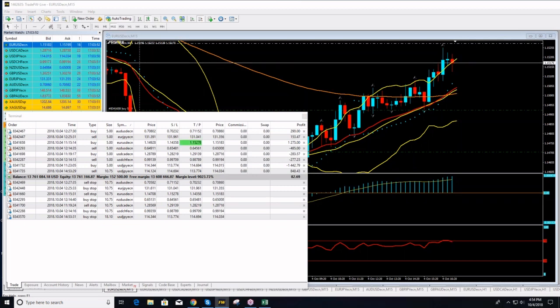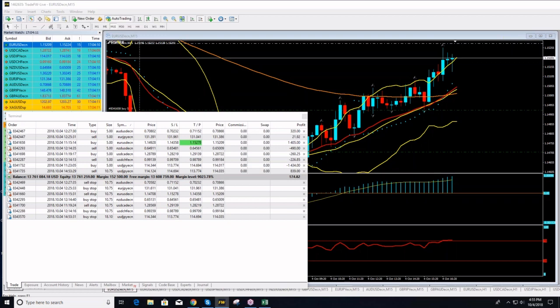Hey there, guys. So we closed a few more trades. We closed our USA 100 position. We closed our UK 100 position. We closed our USA 30 position. And we increased our profit so far for today to $11,444. Nice one. And we still have the positions open on gold.